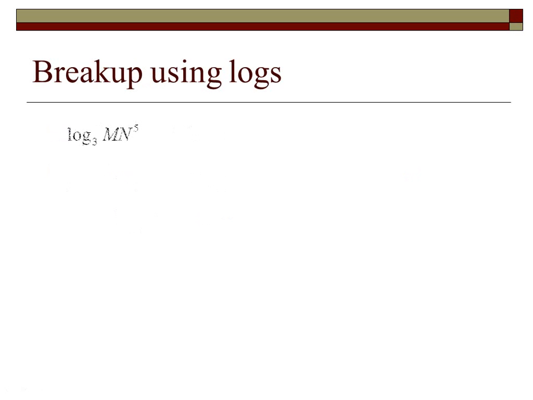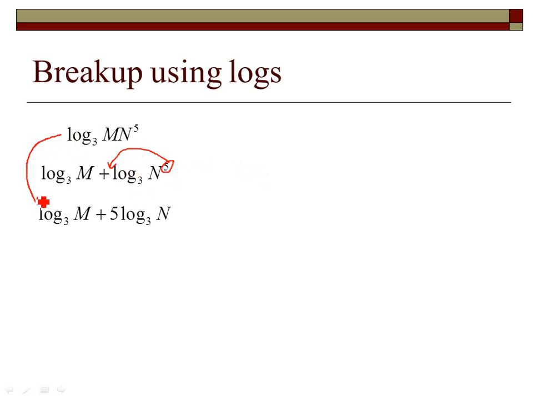So we're going to break these up using log rules. So I've got m times n to the fifth. So I'm going to break this up. This becomes log base 3 of m plus log base 3 of n to the fifth. I multiplied quantities, I am adding the exponents. Then I'm going to take this power of 5 and move it out to the front. Okay, that one's sometimes, if you get decent with these, it's easy to go from here to here.